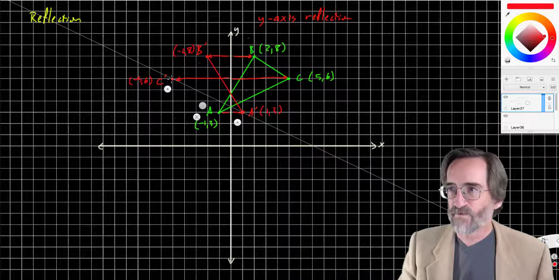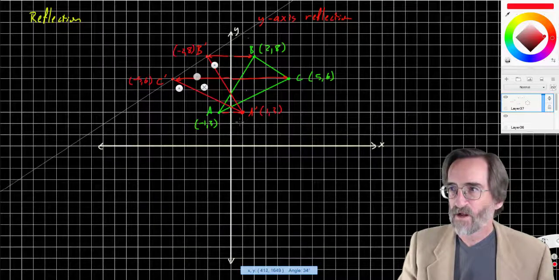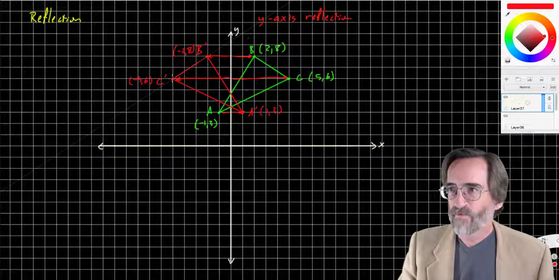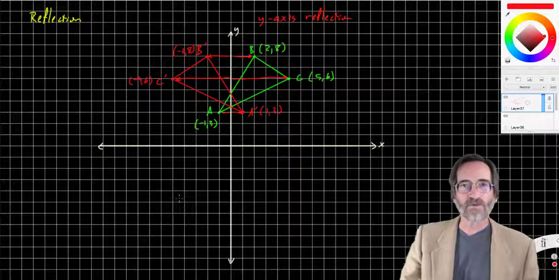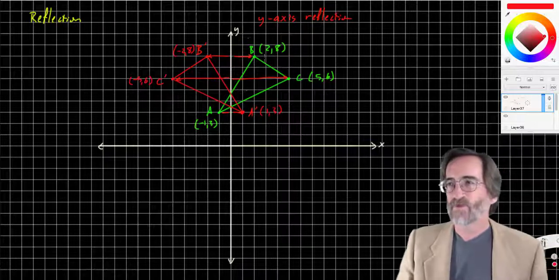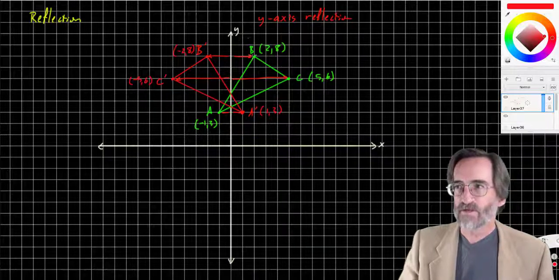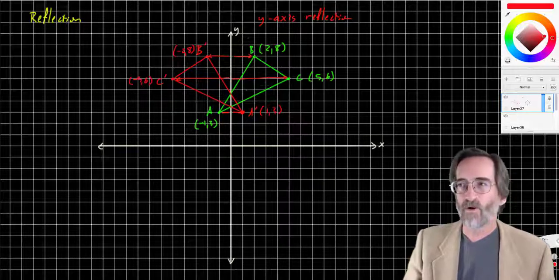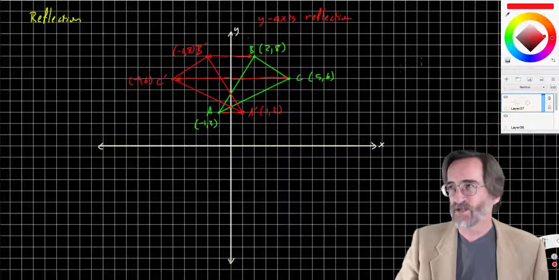Just been flipped over the y-axis. So there we go. The red triangle is the reflection of the green triangle over the y-axis. Notice what changed. 2, 8 became -2, 8. 5, 6 became -5, 6. -1, 3 became 1, 3. All the x's changed. All the y's stayed the same.